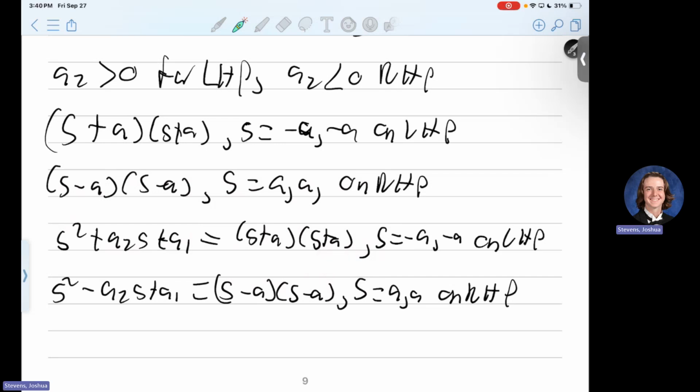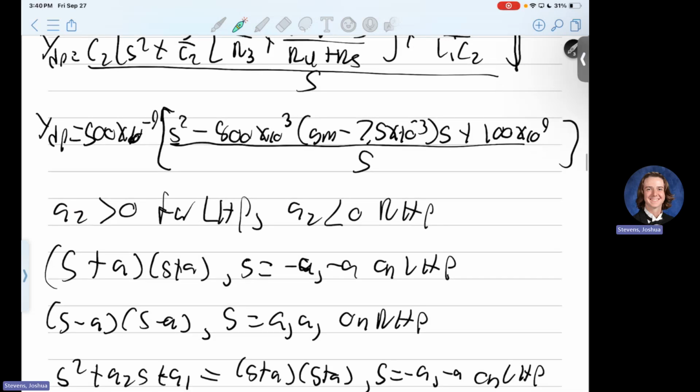And that's for this thing here. When we find the zeros of the numerator for YDP, it's actually our open circuit natural frequencies. Does that make sense? Did I confuse anybody?